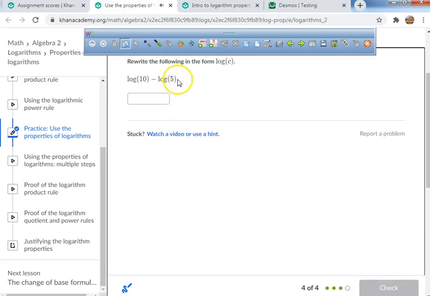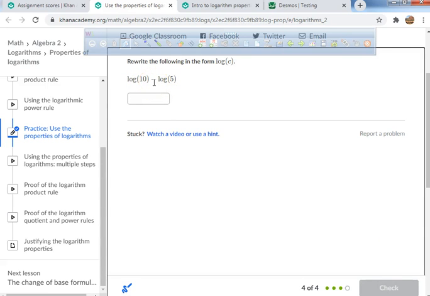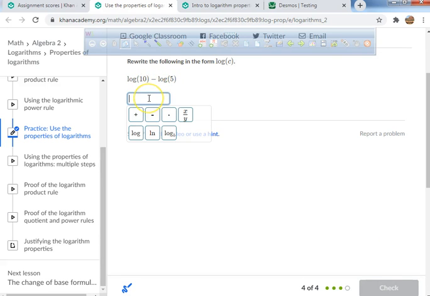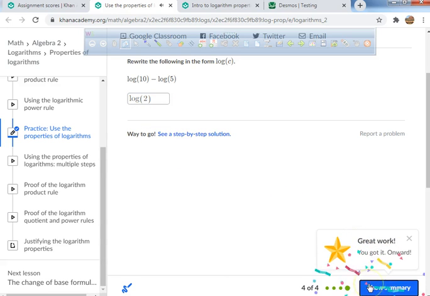And then once again we're dividing, because subtraction is the quotient property. We divide. 10 divided by 5 is 2. So this is going to be log, and we're just going to put open parentheses 2. That's it. Okay, so that's going to be pretty easy.